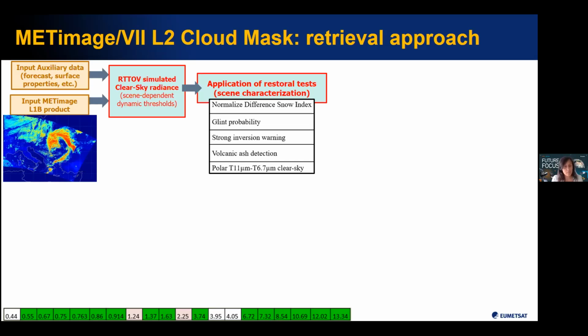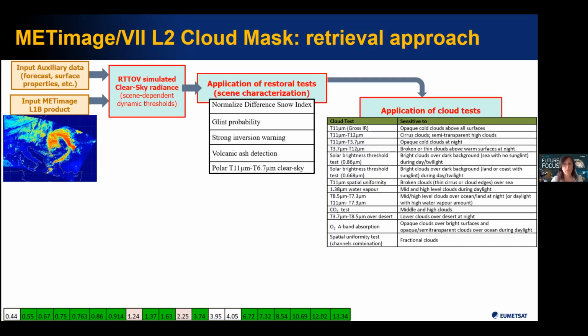The subsequent step of the algorithm uses this clear sky information and the additional auxiliary files to check whether in the specific scene there are, let's say, complications. For example, presence of sun glints or coverage due to snow or ice, because the presence of these conditions, of course, complicates the retrieval of the cloud mask. So further adjustments are needed. And finally, we go to the central step of the algorithm, which is the application of the cloud tests.